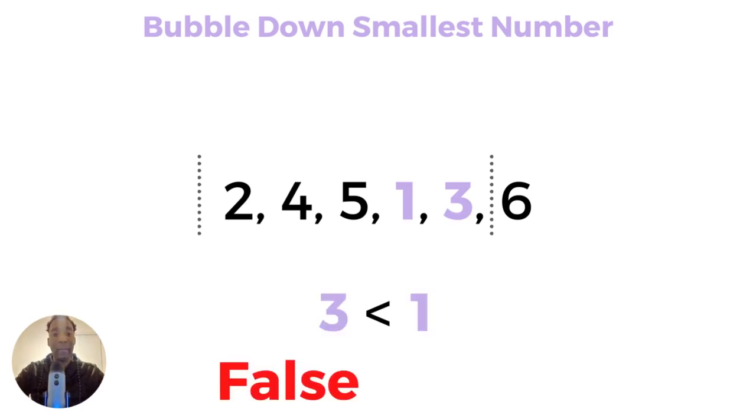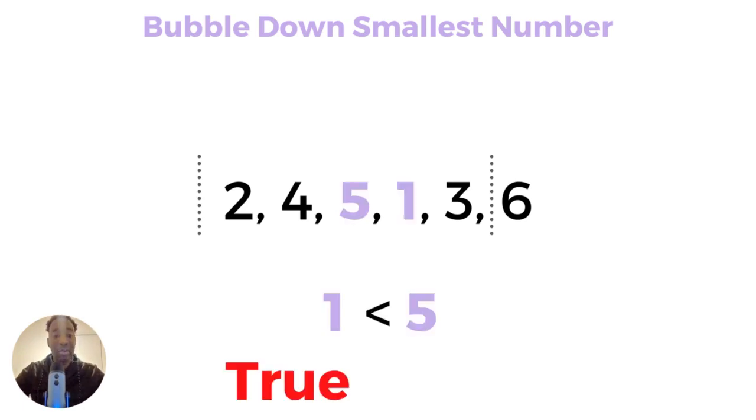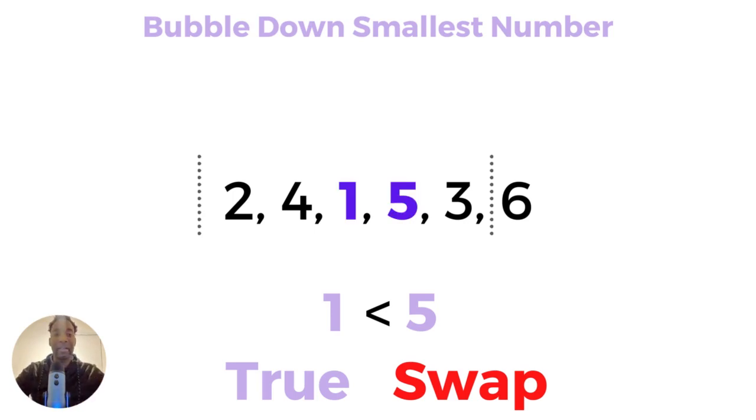Because of that, we don't swap. We keep it exactly the same. Moving to the next pair of numbers. Is 1 less than 5? The answer is true, and therefore we do swap. So we have moved that 1 down a notch.